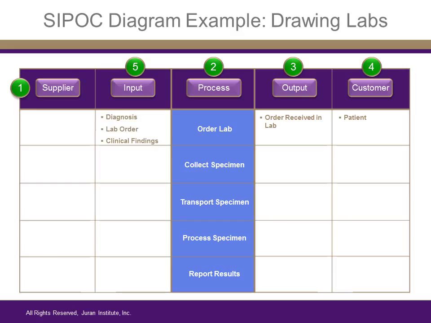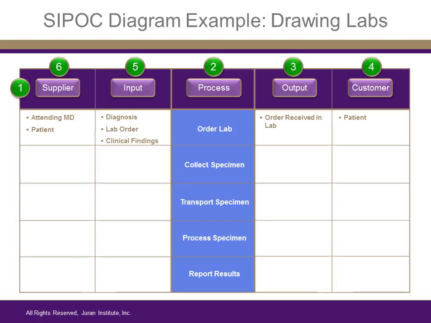Now that we've documented the outputs and customers of this process step, we look back towards the required inputs. To order the lab, the process requires a diagnosis, a lab order, and clinical findings. Remember, when listing the inputs of a process step, always use nouns. The last piece to complete this step of the process is to list the suppliers of the input. The suppliers of the diagnosis, lab order, and clinical findings are the patient and the attending MD.